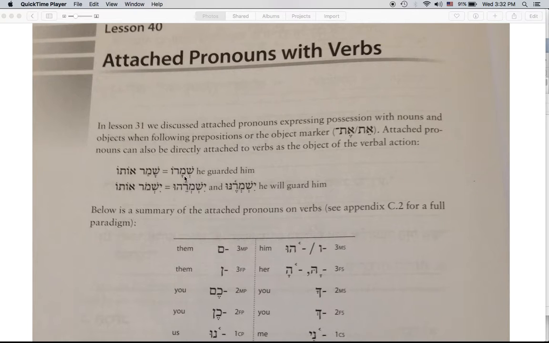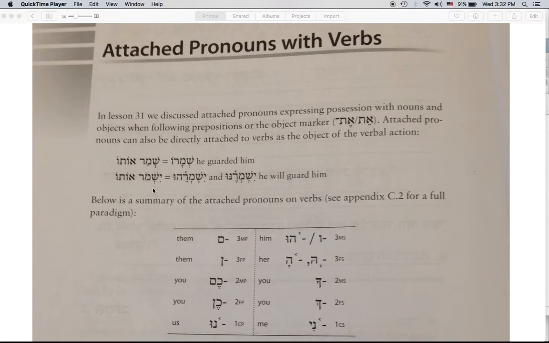Notice that the vowels are going to change. It's the same binyanim, same conjugation, but because we put an attached pronoun on the end, the syllables have changed, the accent has moved, and the vowels have all changed as well.